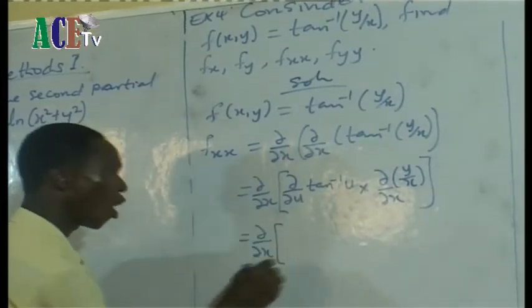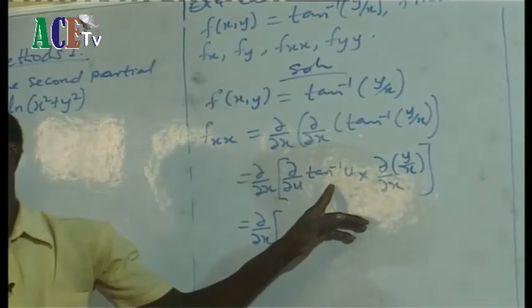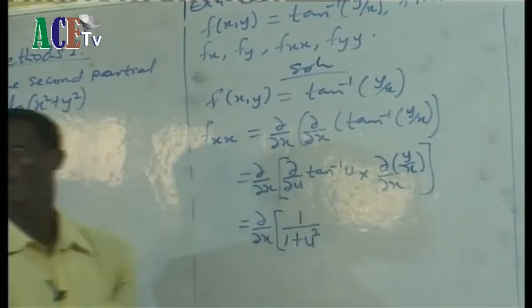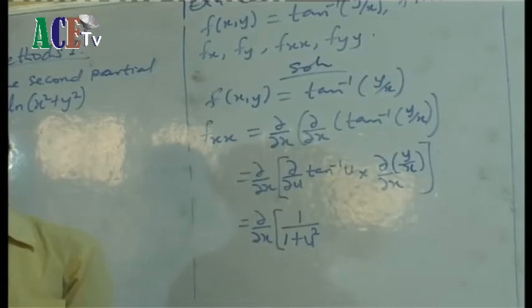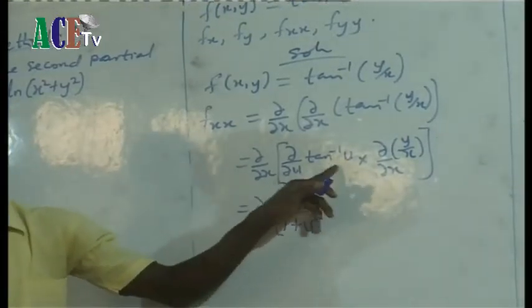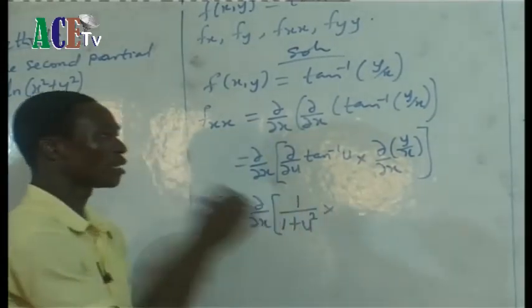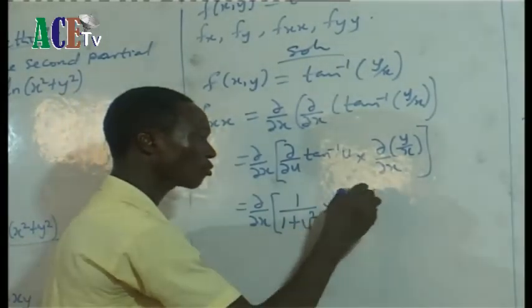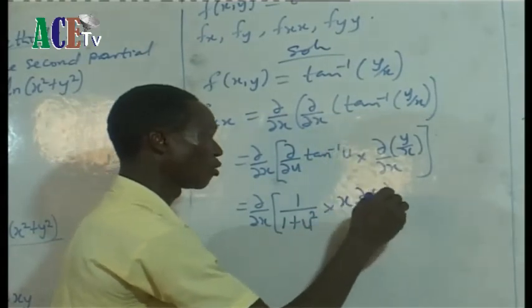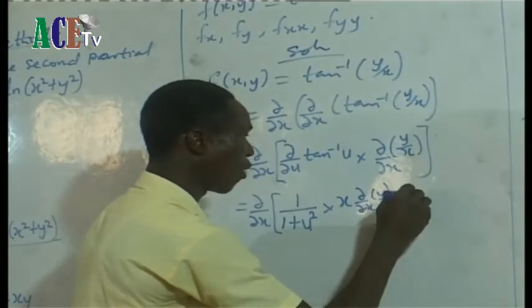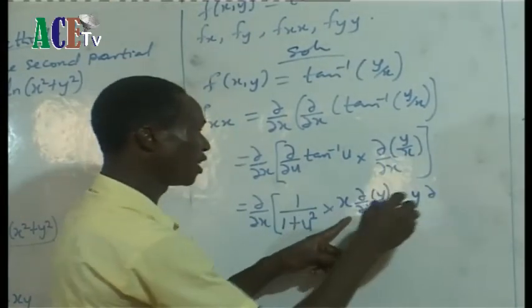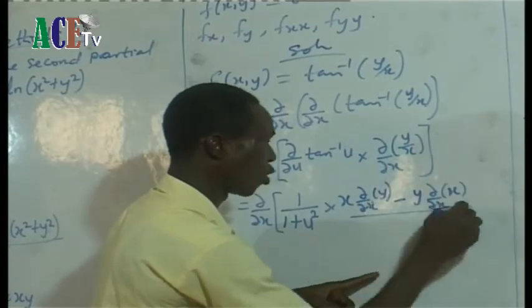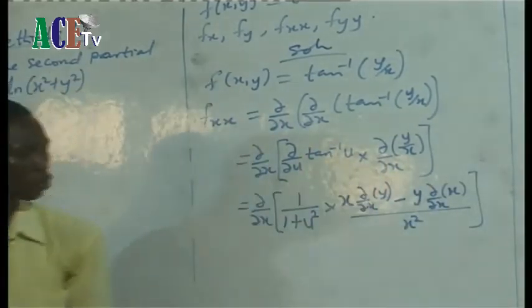What is the derivative of arctan? If I differentiate arctan u, I will get 1 over 1 plus u squared. Go and revise that, the derivation of inverse trigonometrical functions. Derivative of arctan is this. Times, if I want to differentiate this one now, it will be x dy/dx minus y dx/dx all upon x squared. Quotient rule.